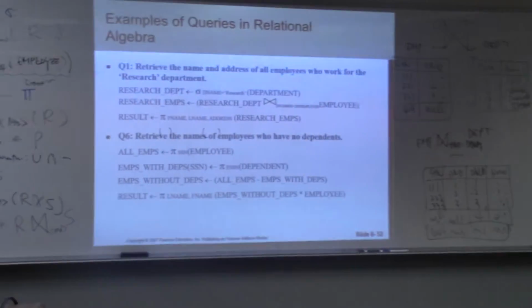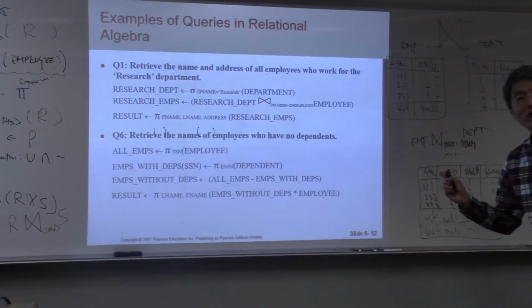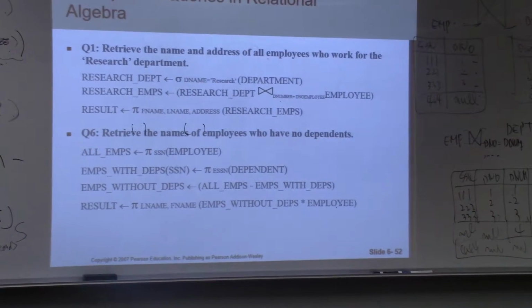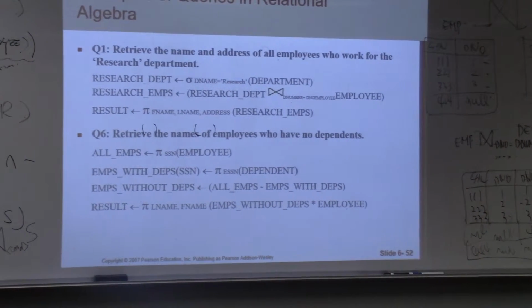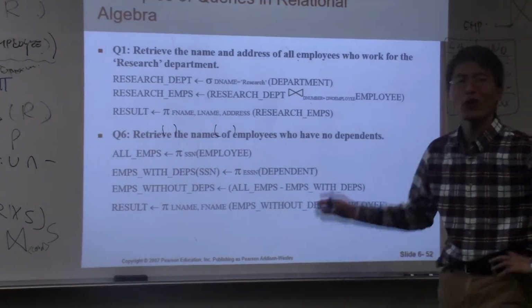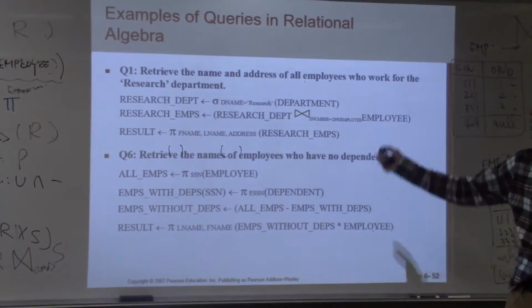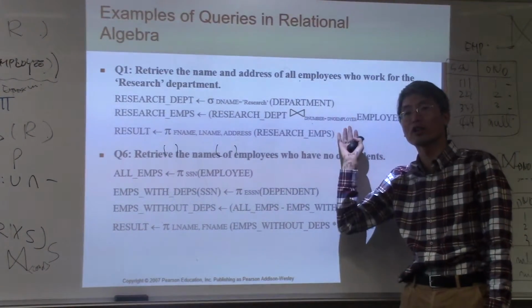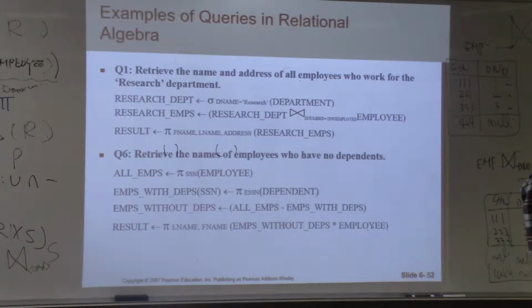So these are examples of queries. We will quickly see some of the examples. Retrieve the name and address of all employees who work for the research department. When you convert this plain English to relational algebra, you need to decide first the data sources, the relation names first. Where can you get the name and address? Employee. So you need to access the employee.